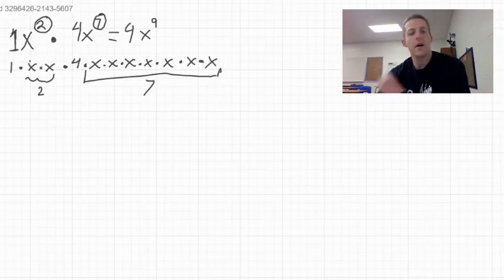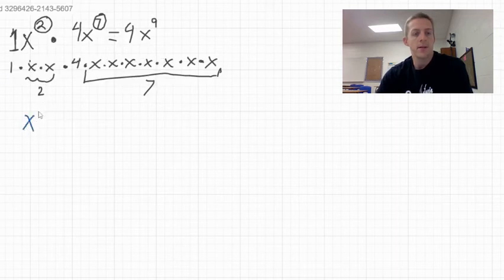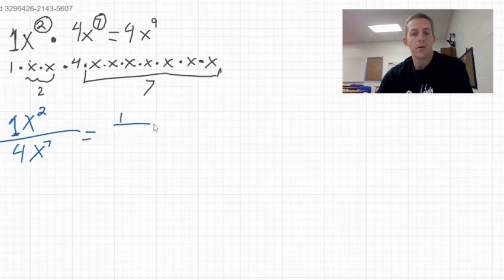This time, instead of multiplying, we're going to be dividing these two numbers here. I'm going to go ahead and do a different color here. So we're going to do x squared divided by 4x to the 7th. Well, first off, remember there is that phantom coefficient here, that assumed 1. So we have 1/4.